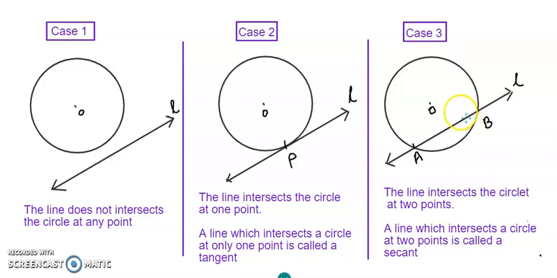So there is a line and a circle, and if they don't touch each other, then there is no relationship at all. But if the line is going to touch the circle at exactly one point, then such a line is called the tangent. And if the line is going to touch the circle at 2 points like A and B, then the line is called a secant. So what's the definition of the tangent? A line which intersects a circle at one and only one point is called a tangent. And a line which intersects a circle at 2 points is called a secant.